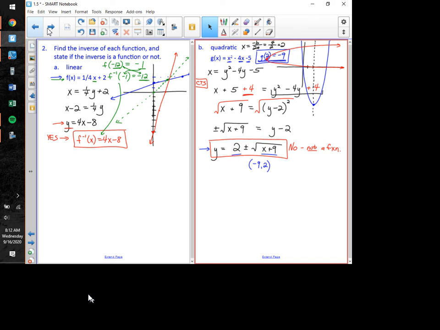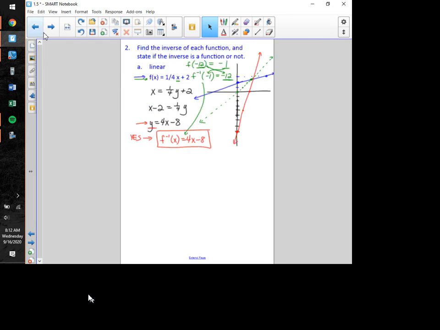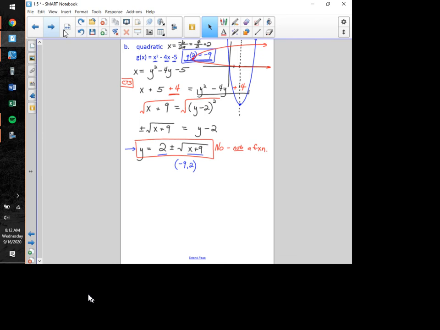We can find the inverse of G, but it's not a function, so you couldn't name it G inverse of x. That is a little tricky, something that we've got to get used to here. So, okay guys, so we've done a linear function, we've done a quadratic function.